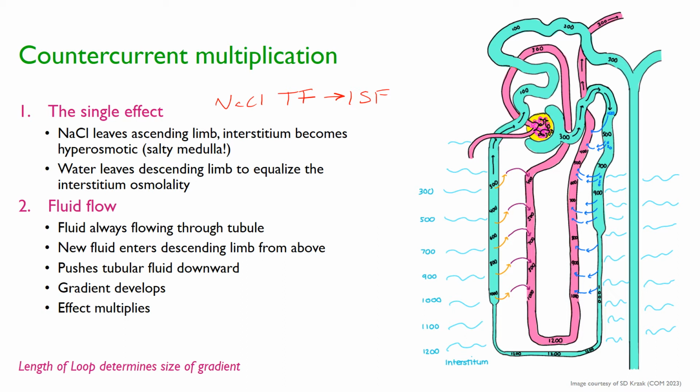Although in reality it is a continual process, the way the countercurrent multiplication builds up an osmotic gradient in the interstitial fluid is kind of broken up into two steps, the first of which is called the single effect. The single effect is driven by the active transport of sodium and chloride out of the epithelial cells of the thick ascending limb. And as a result of sodium and chloride being reabsorbed out of the thick ascending limb into the ISF, the interstitial fluid becomes hyperosmotic.